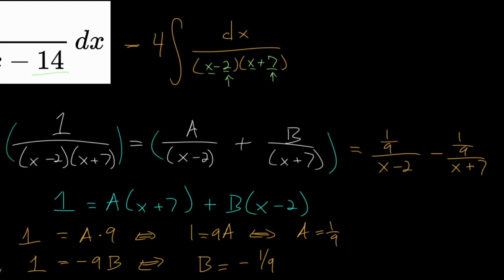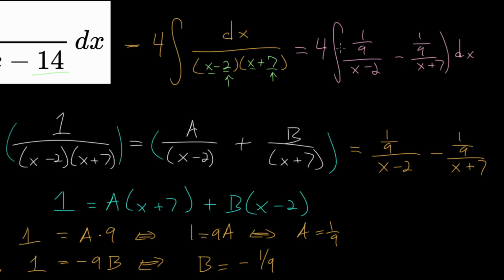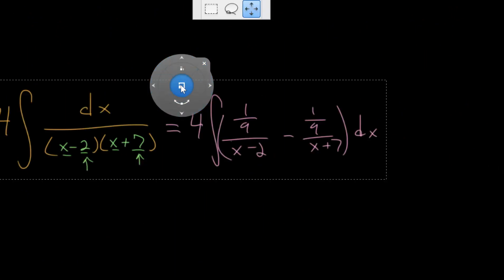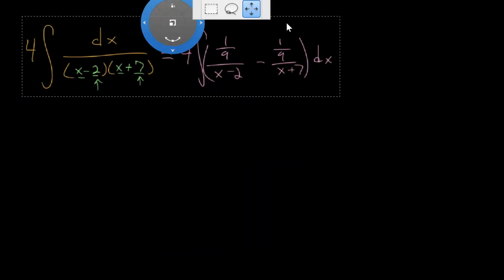But the original purpose of all of this was to evaluate this integral. So let's rewrite this integral with a sum, or in this case, a difference of these two fractions, which is equivalent to this integrand here. We have 4 multiplied by the integral of 1/9 over x minus 2 minus 1/9 over x plus 7, and we have dx on the outside, and we will need to continue this integral. So let me take a picture and we can work on it down below. So let me make a little bit of space here so that we have room to work. I will paste in the picture of what we have so far.